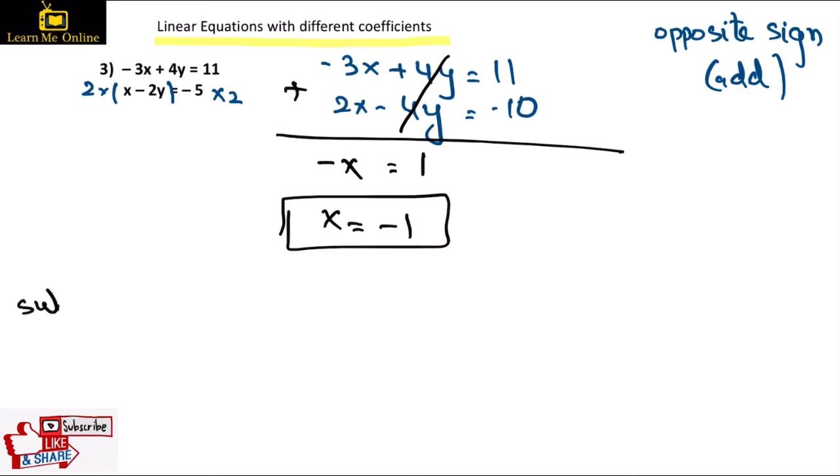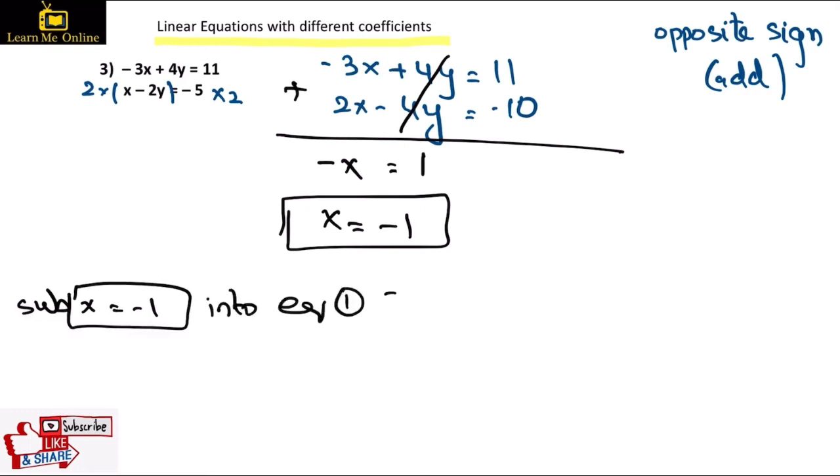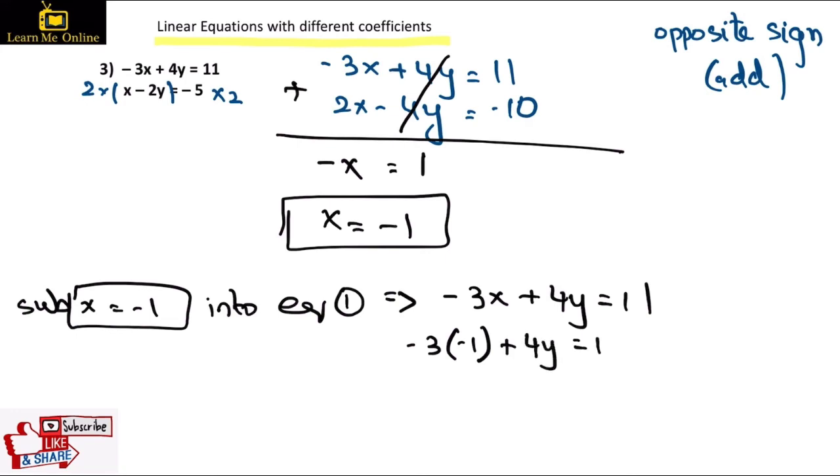I'm going to write down sub x equals minus 1 into equation number 1. I'm going to write down what equation number 1 is, which is minus 3x plus 4y equals 11. You write down the value of x. I always write it down in a bracket, to avoid any type of sign mistake. Then plus 4y equals 11. So negative makes a positive.